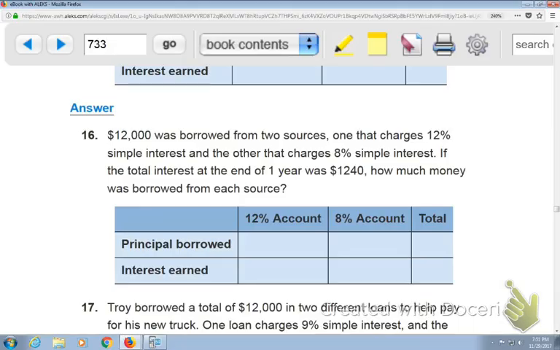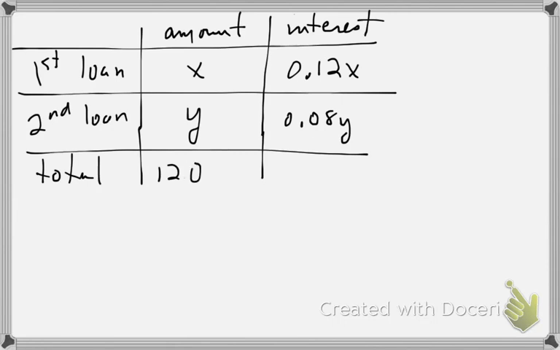And then we know the totals, don't we? What's the total amount borrowed? 12,000. And the total interest that we had to pay? 1240, right? Do you guys see how I got this information? Is everybody okay with how we put this information together? That's half the battle right there.